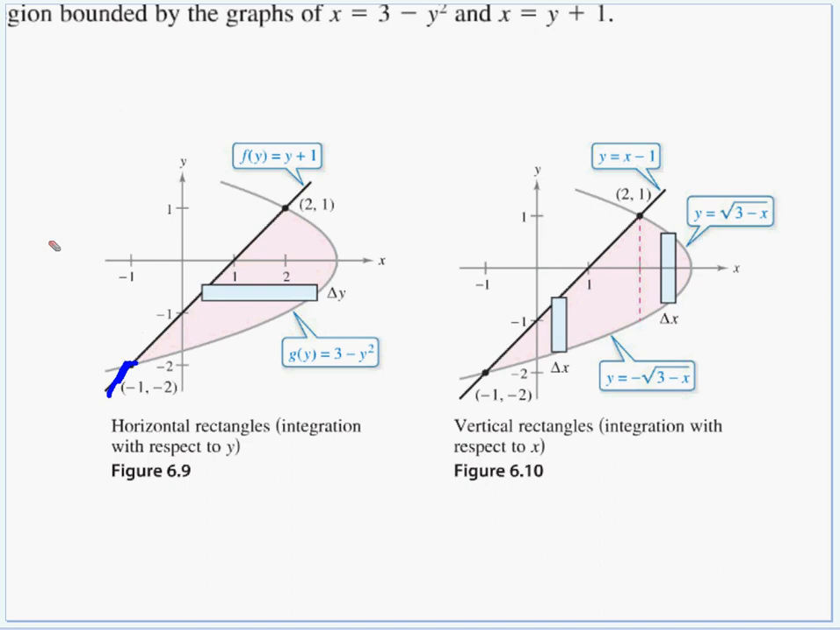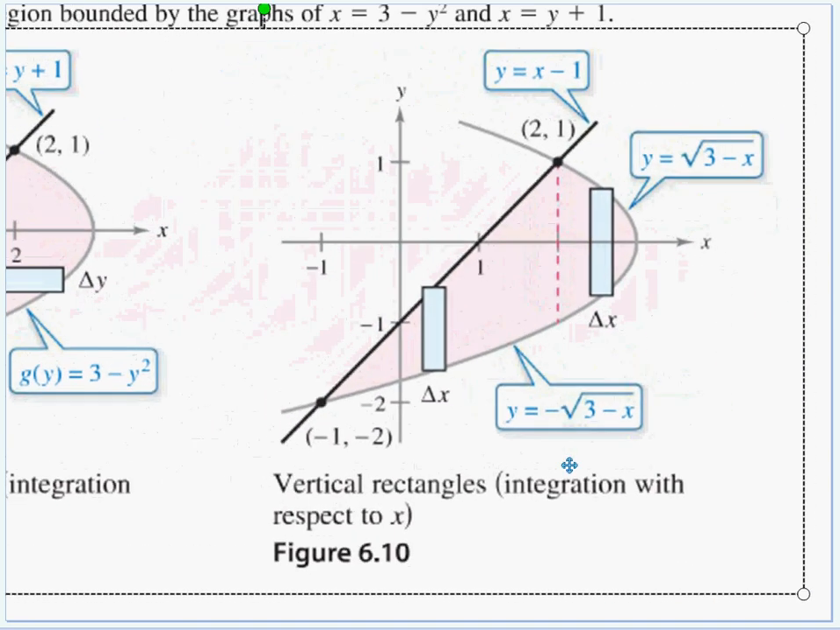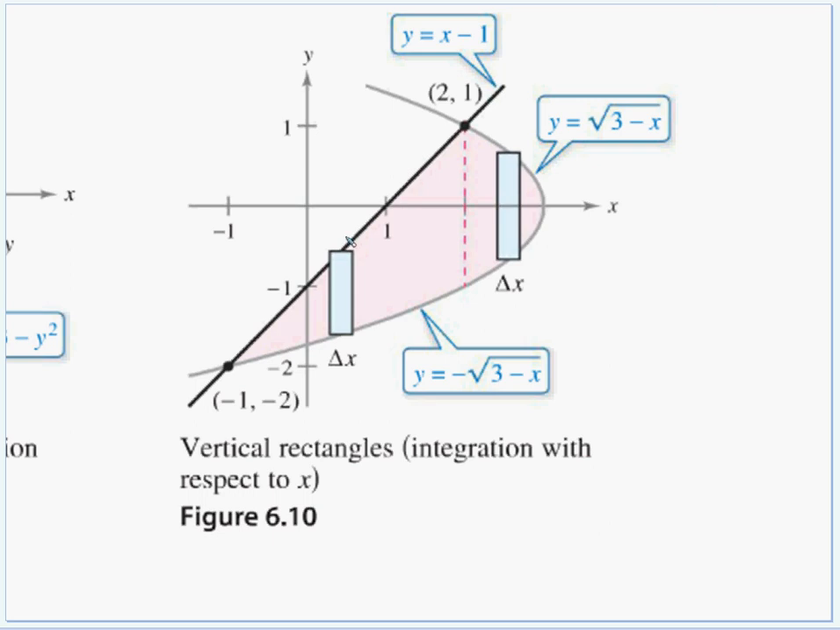Look, if we had done it the other way, if we tried to go to the x-axis, we would have started out fine. Down here, the top of our rectangle is hitting the line. The bottom of the rectangle is hitting the parabolic curve. But look what happens after this 2, 1 point. That's when the line goes up and out of the picture.